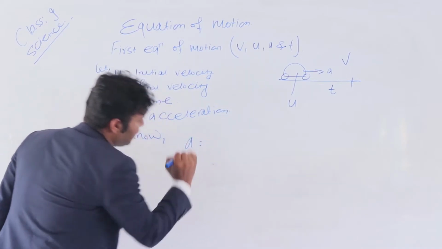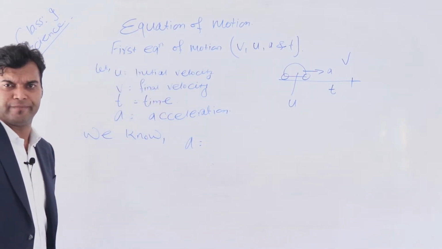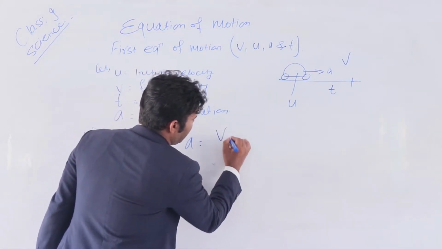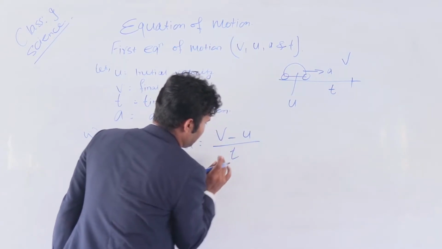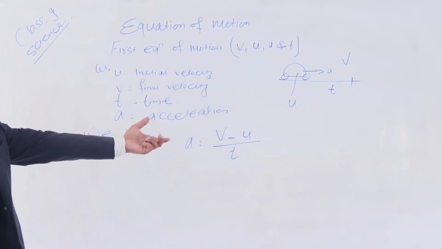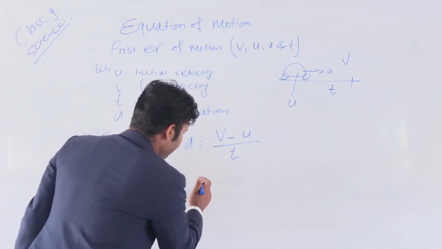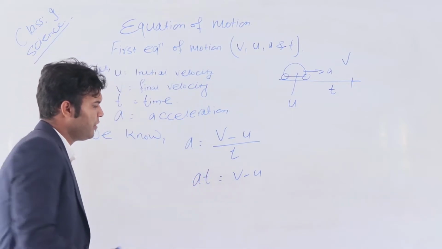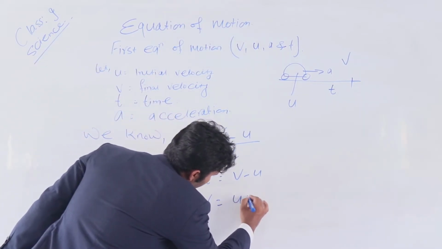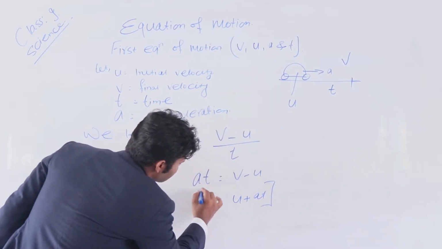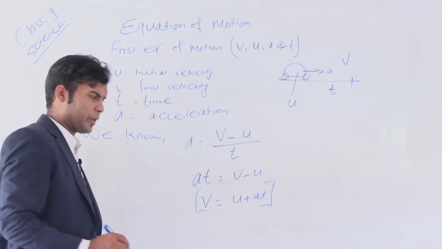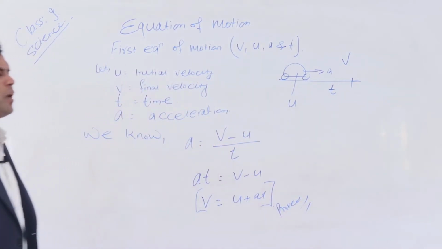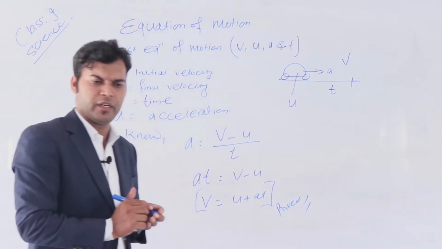We know acceleration A is equal to the rate of change of velocity, that is, V minus U upon T. I think you already know this formula. A into T is equal to V minus U. Rearranging it, V is equal to U plus AT. This equation is called the first linear equation. Proved. Hope you are clear.